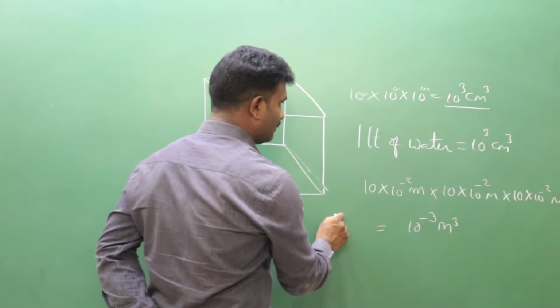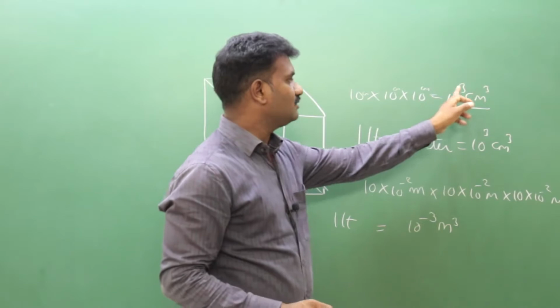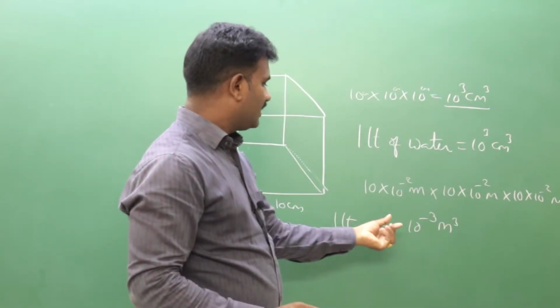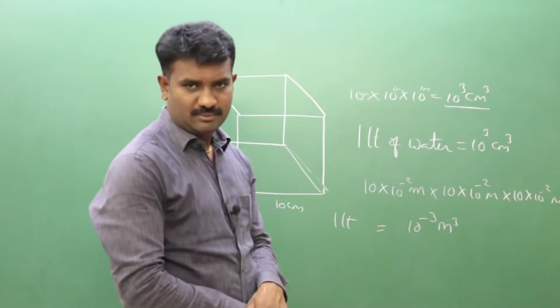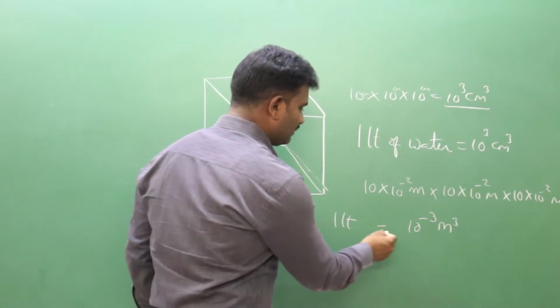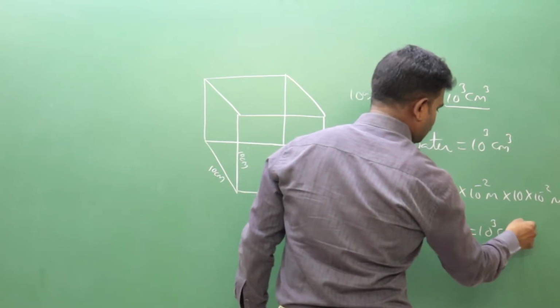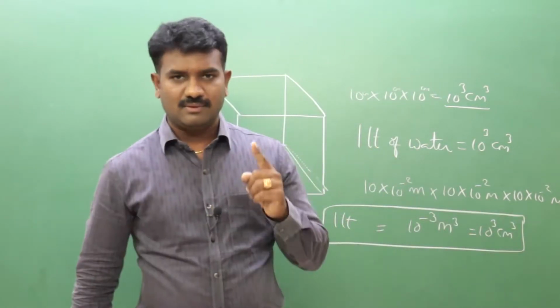So what is this? 1 liter. 1 liter is equal to 1000 centimeter cube or 10 to the power minus 3 meter cube. Both are right. Is it clear? So 1 liter is equal to 10 to the power minus 3 meter cube or 10 to the power of 3 centimeter cube. Now let us solve one problem.